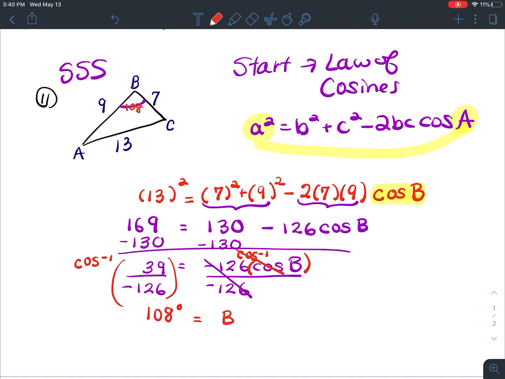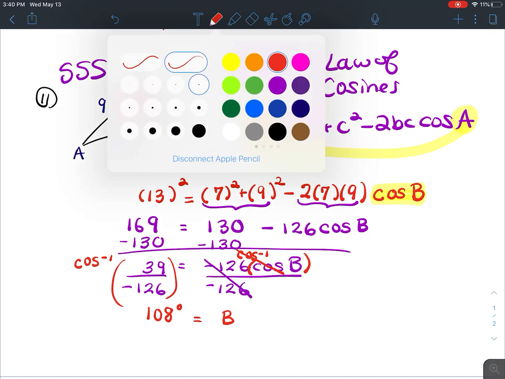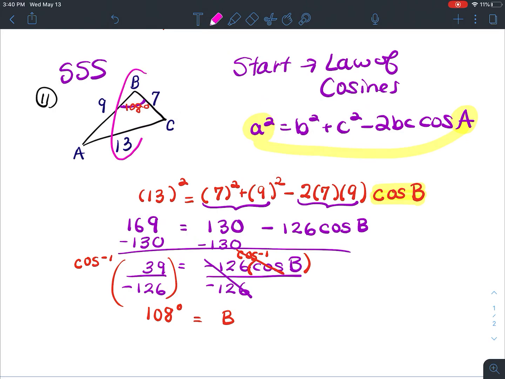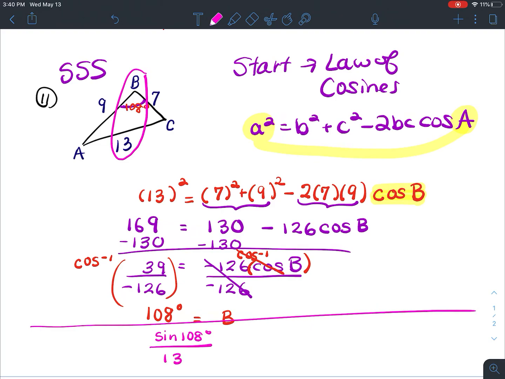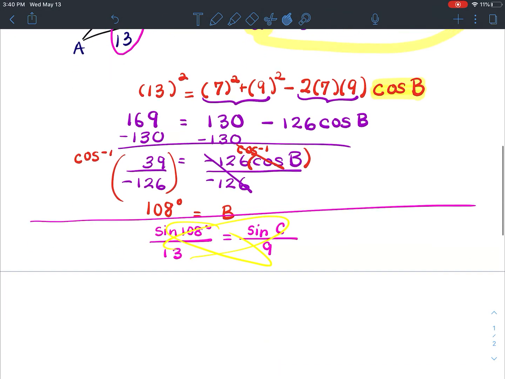I'm going to add that in here to my picture. And now it looks like we've got a strong ratio. We know an angle, and we know a side opposite that angle, so we can go ahead and find the next largest angle using law of sines. It looks like the next largest angle would be angle C, because that's opposite the side that's labeled 9. And then we're just going to cross multiply here.